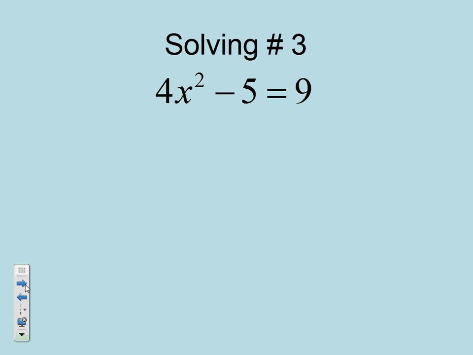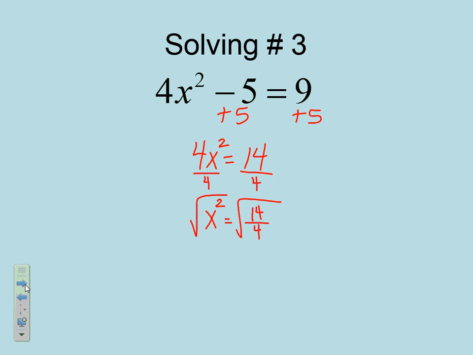And example 3, I'm going to add the 5. 4x squared equals 14. Then I'm going to divide by 4. X squared equals, I'm going to leave this as 14 over 4. Okay, 14 over 4, just fine. Don't divide it out. Don't write a decimal, because when we go ahead and square root this, when you square root a fraction, you square root the top, the numerator, and you square root the denominator.